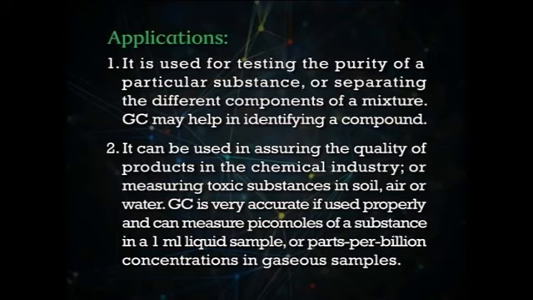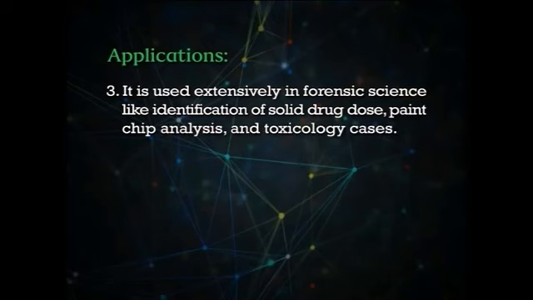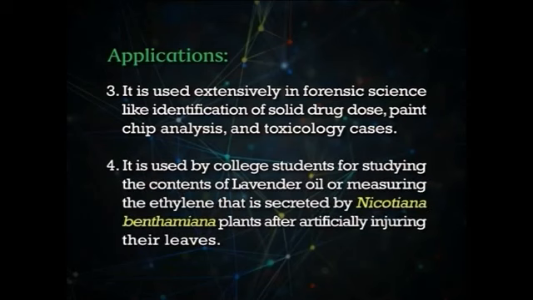GC is very accurate if used properly and can measure picomoles of a substance in a 1 ml liquid sample or parts per billion concentration in gaseous samples. Third, it is used extensively in forensic science like identification of solid drug dose, paint chip analysis and toxicology cases. Fourth one, it is used by college students for studying the contents of lavender oil or measuring the ethylene that is secreted by Nicotiana benthamiana plants after artificially injuring their leaves.